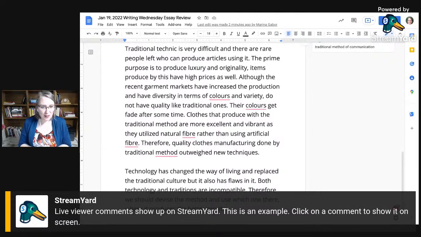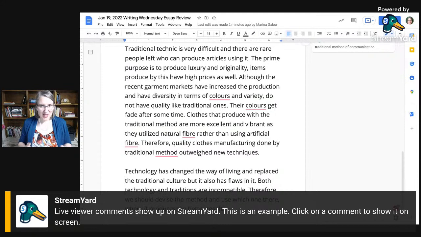Although the recent garment markets have increased the production and have diversity in terms of colors and variety, they do not have quality like traditional ones. Their colors get fade after some time. Clothes that produce with traditional method are more excellent and vibrant as they utilize natural fibers rather than using artificial fibers. Therefore, quality clothes manufacturing done by traditional method outweighs the new techniques.